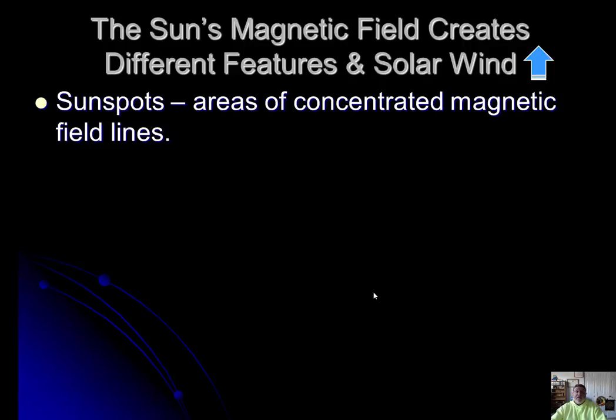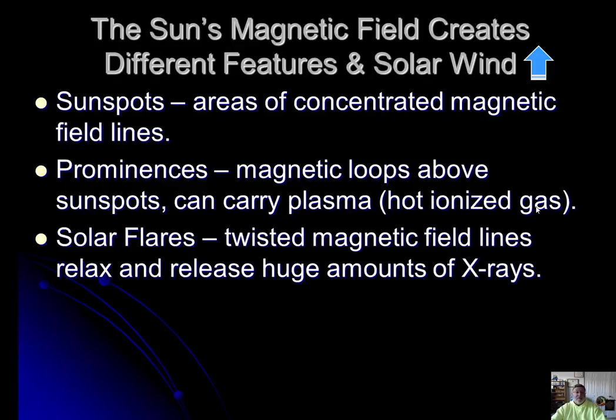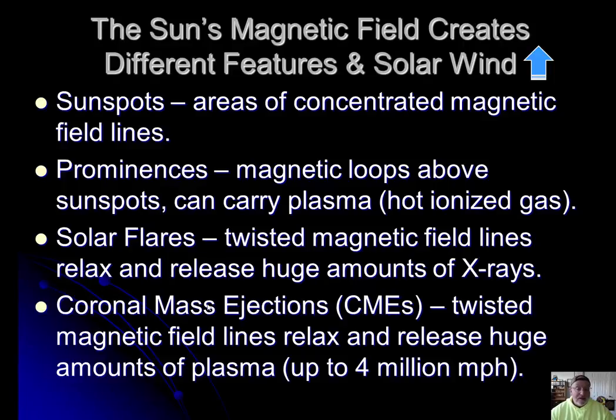The sun's magnetic field creates different features in solar wind. Sunspots are areas of concentrated magnetic lines, which produce solar wind. Prominences are magnetic loops above these sunspot areas that can carry plasma, hot ionized gas, up into space. Solar flares are twisted magnetic fields. When they get even more twisted, they actually relax and release huge amounts of X-rays with solar wind. And then the coronal mass ejections, the CMEs, are even more twisted magnetic fields, and these lines relax and release huge amounts of plasma that can travel up to 404 million miles per hour, making it to the Earth in a couple of days.